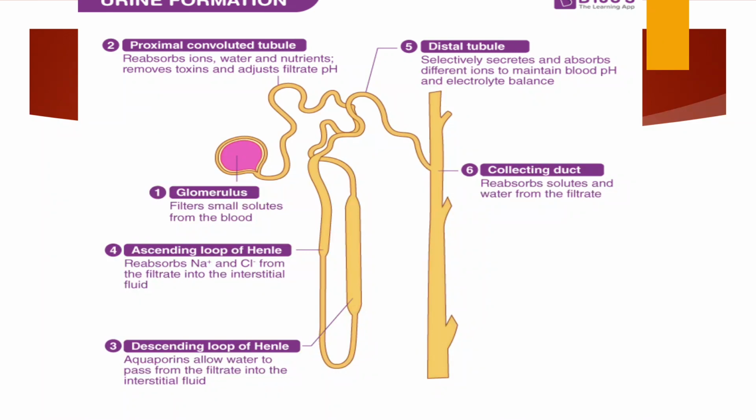This is the overall picture of a nephron. Here it consists of the glomerulus that will filter small solutes from the blood. Then the proximal convoluted tubule will reabsorb ions, water and nutrients. Then the descending loop of Henle is there. This one will allow water to pass from the filtrate into the interstitial fluid. Then the distal tubule will selectively secrete and absorb different ions to maintain blood pH and electrolyte balance. Then the collecting duct will reabsorb solutes and waste from the filtrate.